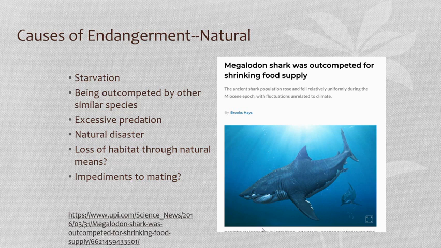It's possible for habitat to be lost through natural means. Think of hurricanes or volcanic eruptions, which can destroy habitat naturally. Also, impediments to mating. So populations could be separated due to, let's say, flooding in a river, or if you're talking about a long enough period of time, like continents splitting apart and oceans coming between different populations, some species could go extinct this way.